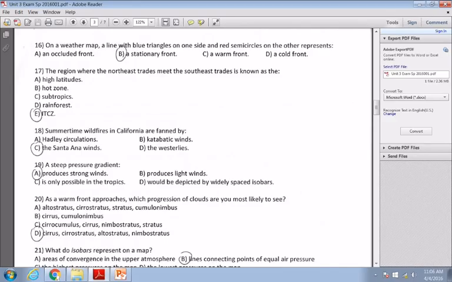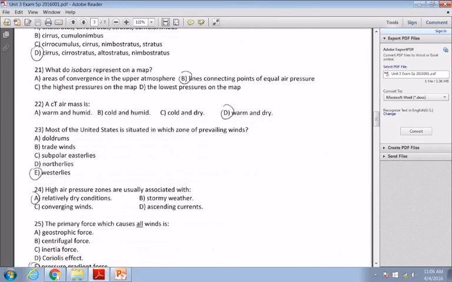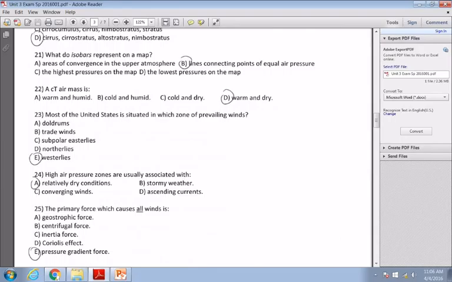Question 20, if a warm front is approaching, then you can expect to see those kind of flat clouds from high to low: cirrus, cirrostratus, altostratus, nimbostratus, D. Question 21, isobars, B, connect lines of same barometric pressure. 22, a continental tropical air mass is D, warm and dry. Question 23, the United States is mostly in the mid-latitude westerlies, so E is the best answer for that one. Question 24, a high pressure zone is generally associated with dry conditions, A.